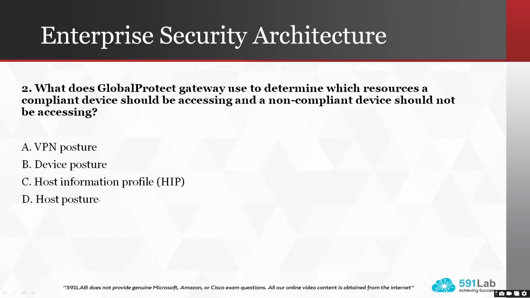So this question is related to access control, somewhat related to the structure of any enterprise network. So the correct answer is Host Information Profile, or HIP. C is the correct answer. Why?